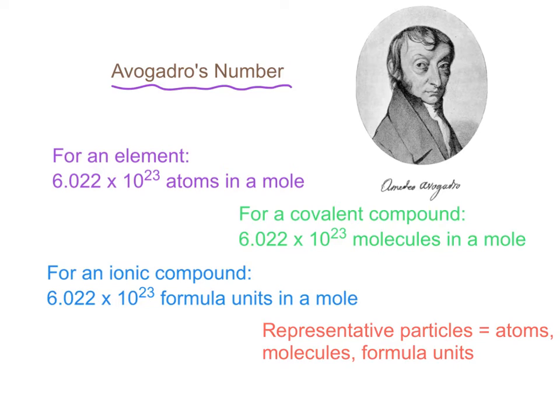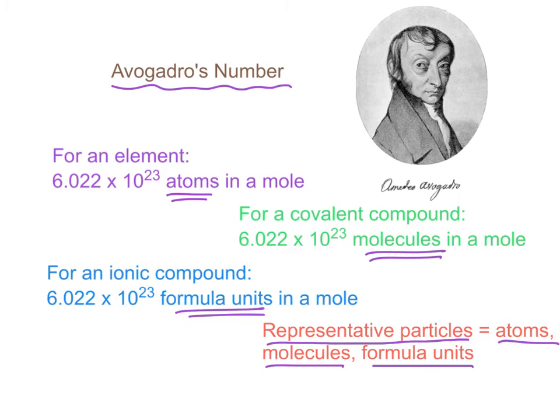For an element, we say there's 6.022 times 10 to the 23rd atoms in a mole. For a covalent compound, we say there's 6.022 times 10 to the 23rd molecules in a mole. And for an ionic compound, we say there's 6.022 times 10 to the 23rd formula units in a mole. These are just the representative particles. Okay? Elements are made of atoms, covalent compounds are made of molecules, and ionic compounds are made of formula units.